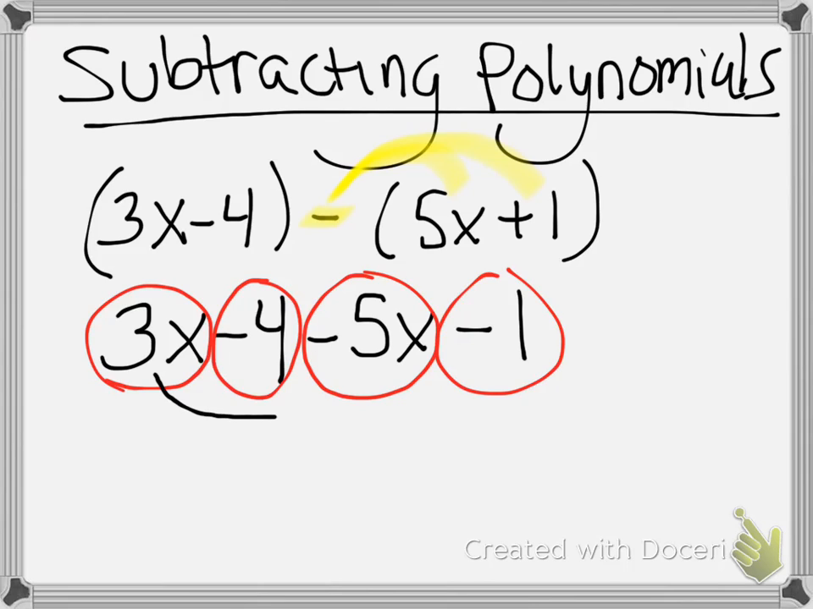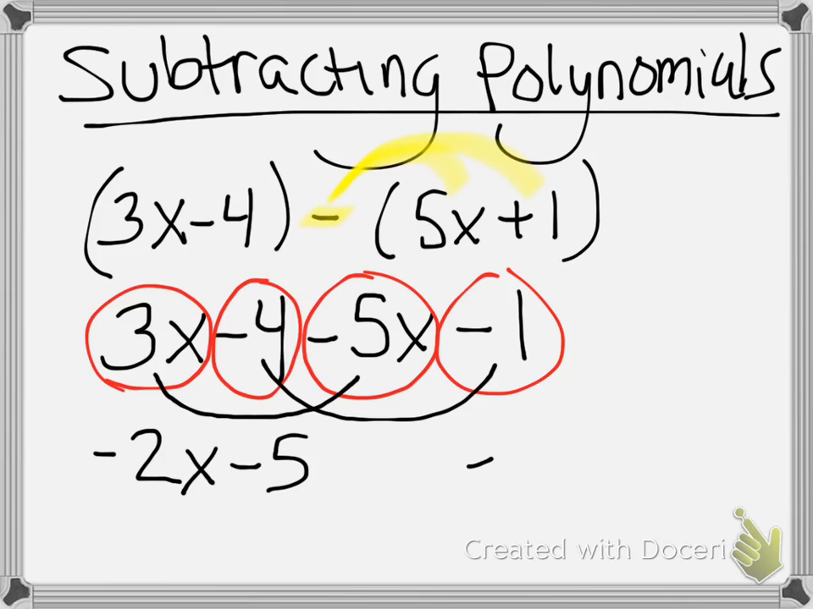So the 3x and the minus 5x makes a negative 2x. And the minus 4 and a minus 1 makes a minus 5. Minus and negative, you can kind of interchange those. You'll hear me say minus 4, minus 1. You can say negative 4 plus a negative 1. The bubbles, you're adding them together, so if you think about it, negative 4 plus negative 1 equals negative 5.